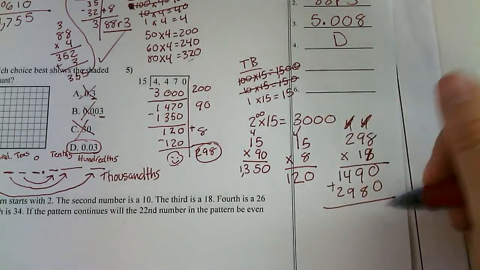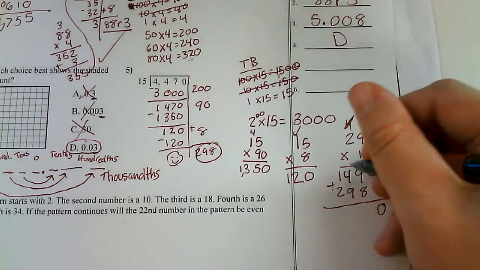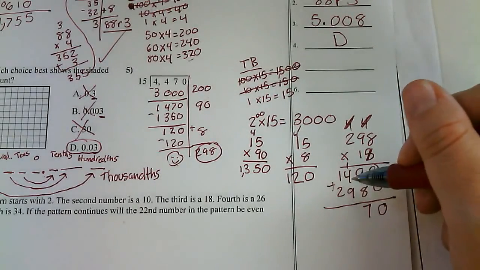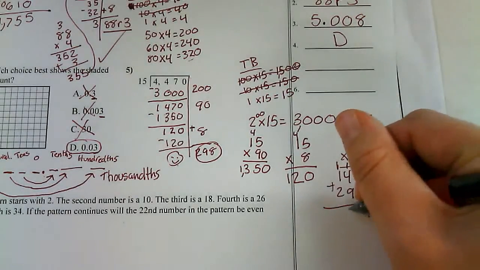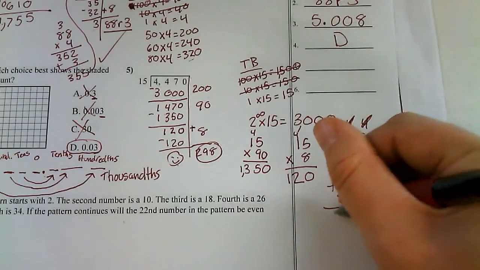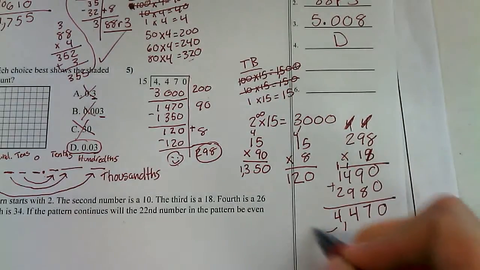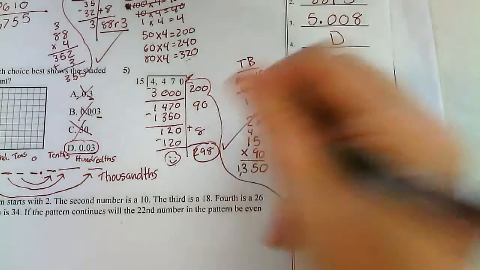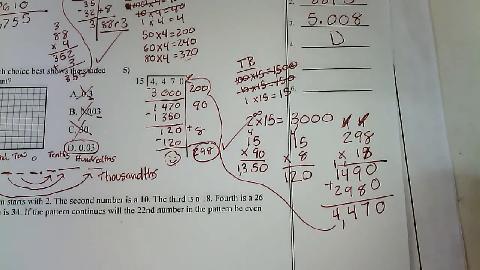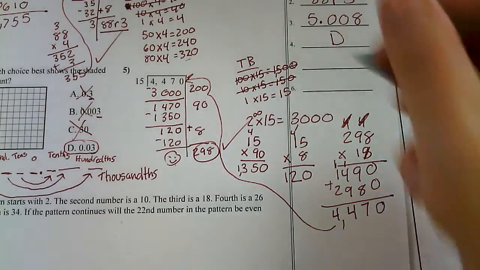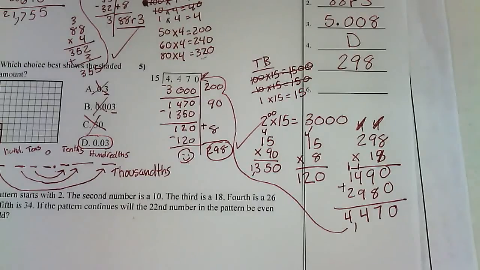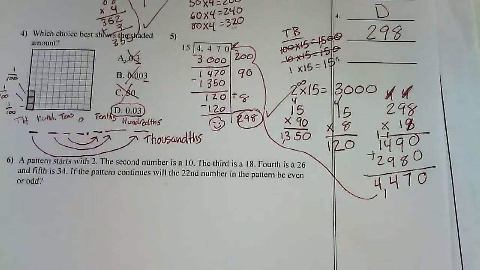Let's add it up. 0 plus 0 is 0. 9 plus 8 is 17. Carry the 1. Bring down your 7. 9 plus 1 is 10. Plus 4 is 14. Carry your 1. Bring down your 4. 2, 3, 4. 4,470. Bada bing, bada boom. It's what we wanted, so we got the answer correct. So 4,470 divided by 15 is 298. Fantastic. All right, let's look at the last problem on your homework.